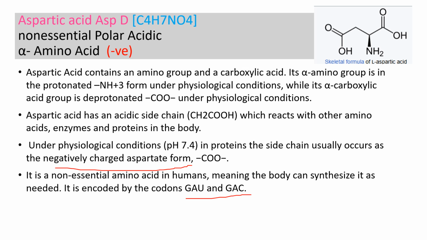All right. So remember, aspartic acid has an acidic side chain, CH2COOH. If you remember that, I think it will help you in understanding the structure of aspartic acid.